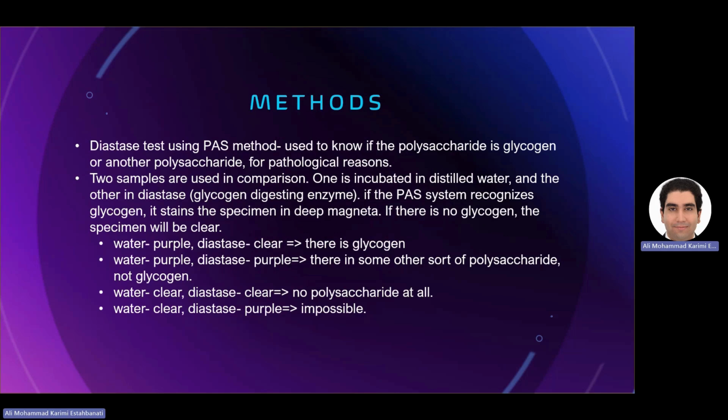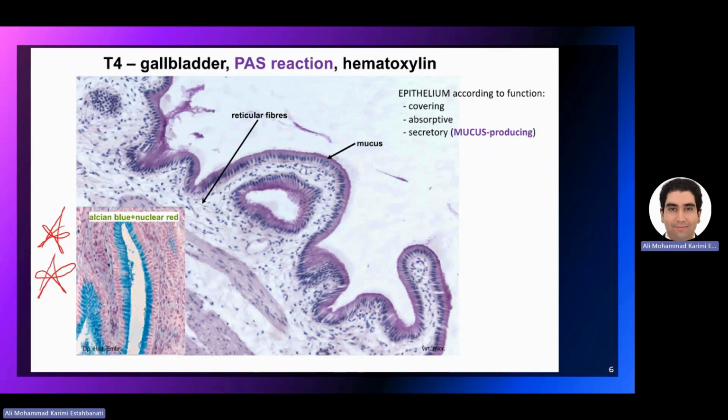And there is a misleading statement that came in our MCQs in the midterm. It was saying, what happens if the container with water becomes clear, and the container with diastase becomes purple? That is kind of impossible, guys. So even if you want to memorize these four statements, please do. They're going to be really useful for your midterm and for the quizzes that the professor takes in your class.